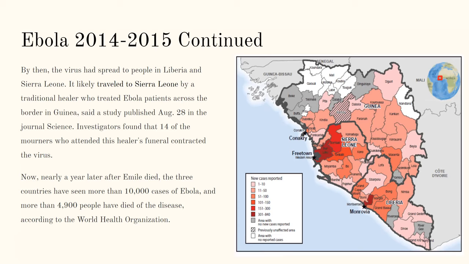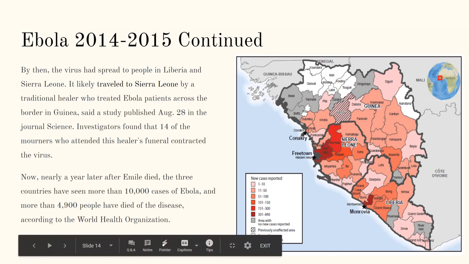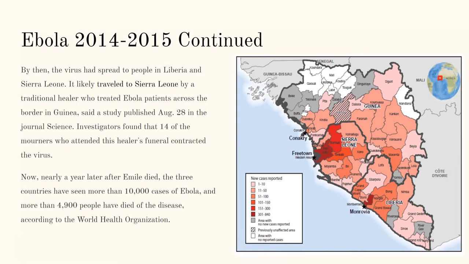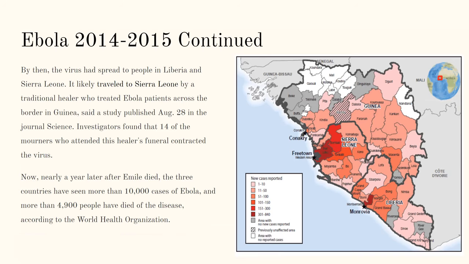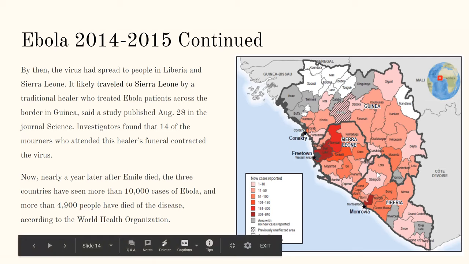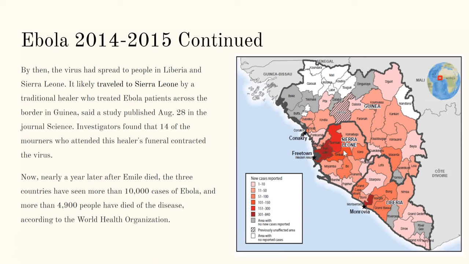And the problem is this. You have in Liberia, Monrovia, you have Freetown, which are major cities in both these countries. What do you have when you have major cities? You have airports. When you have airports, you have people getting on airplanes, traveling. It likely traveled from Liberia into Sierra Leone by a traditional healer who treated Ebola patients across the border in Guinea. So start down in Guinea, went down to Liberia, treated Ebola patients down here, then went up to Sierra Leone.